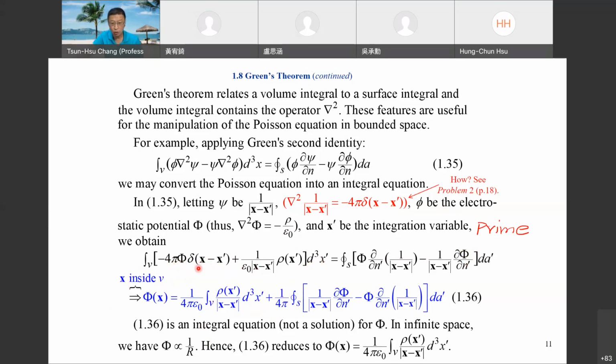I will show you the function of delta function very soon. Actually, you learned delta function several times, but I still want to give you another chance to become familiar with delta function, because for electrodynamics, we use delta function a lot.